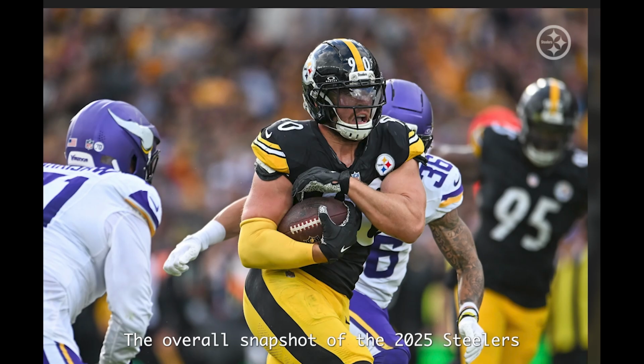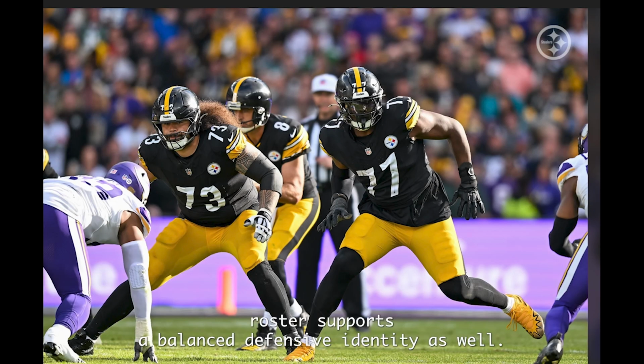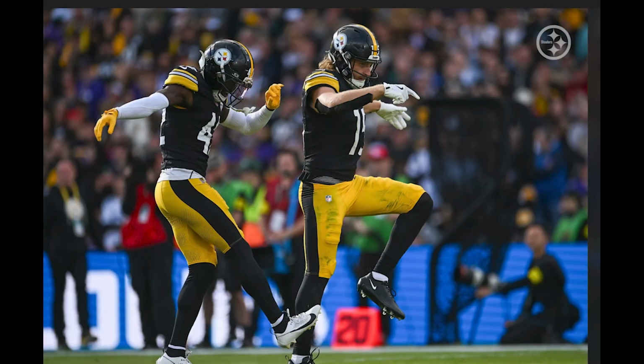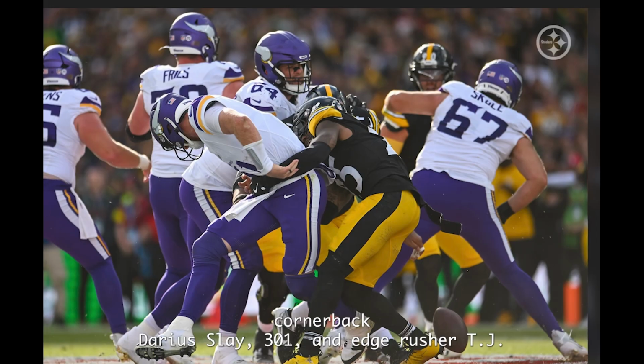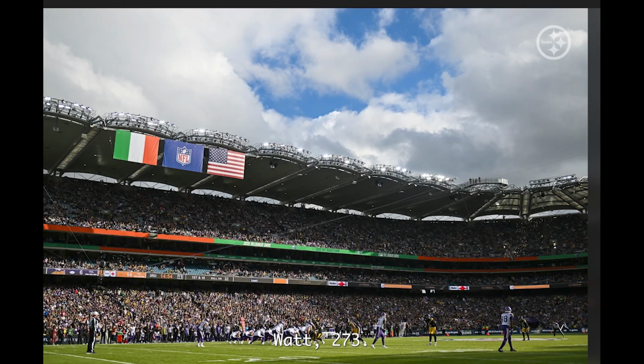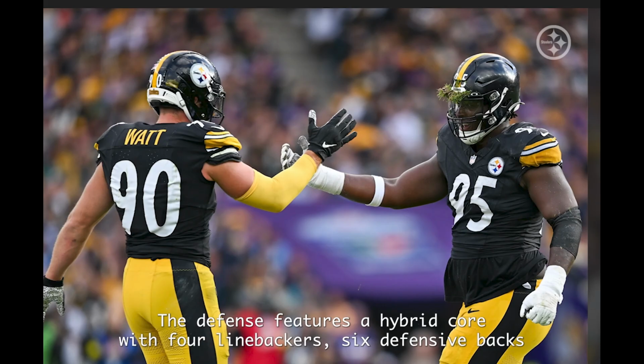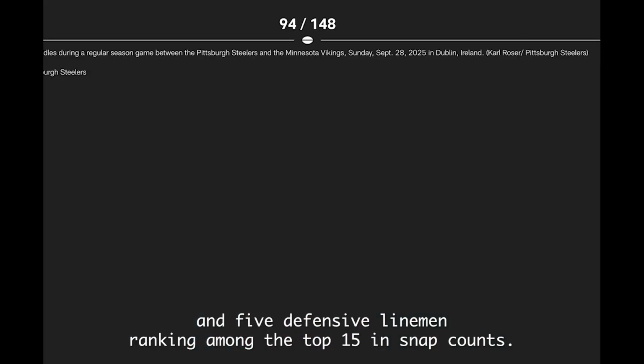The overall snapshot of the 2025 Steelers roster supports a balanced defensive identity as well. Top snap leaders include linebacker Patrick Queen, 339, cornerback Jalen Ramsey, 309, cornerback Darius Slay, 301, and edge rusher T.J. Watt, 273. The defense features a hybrid core with 4 linebackers, 6 defensive backs, and 5 defensive linemen ranking among the top 15 in snap counts.